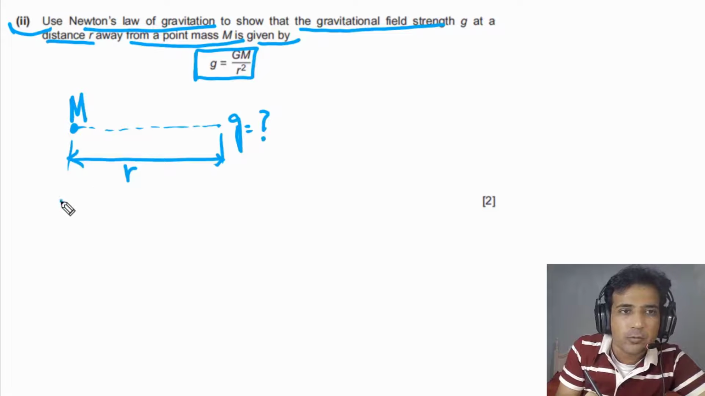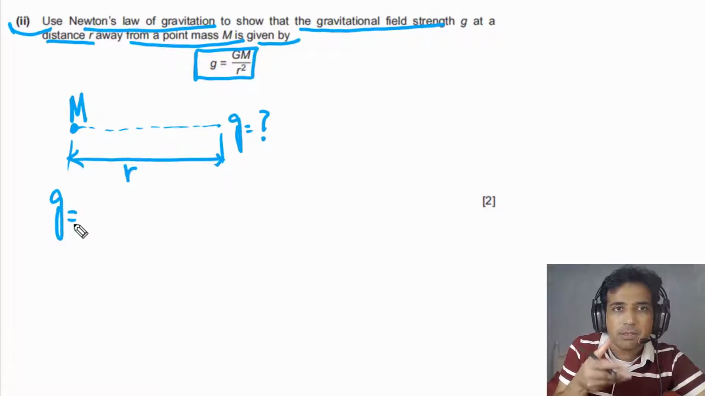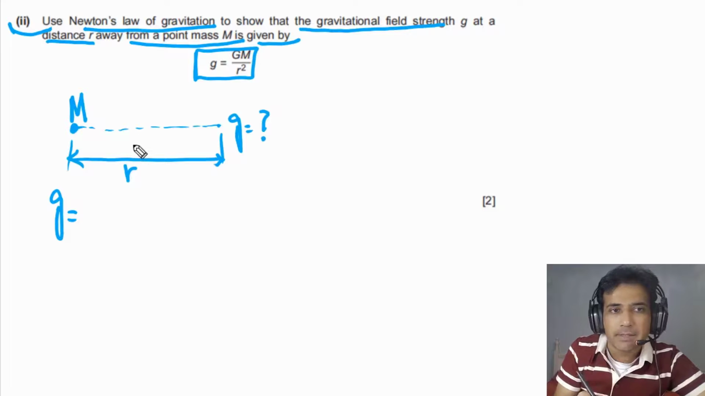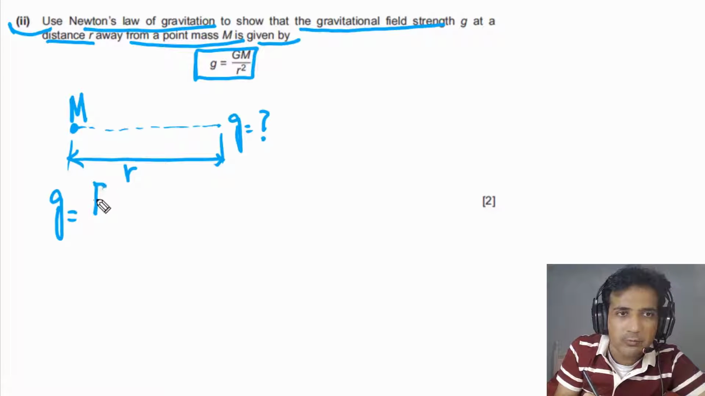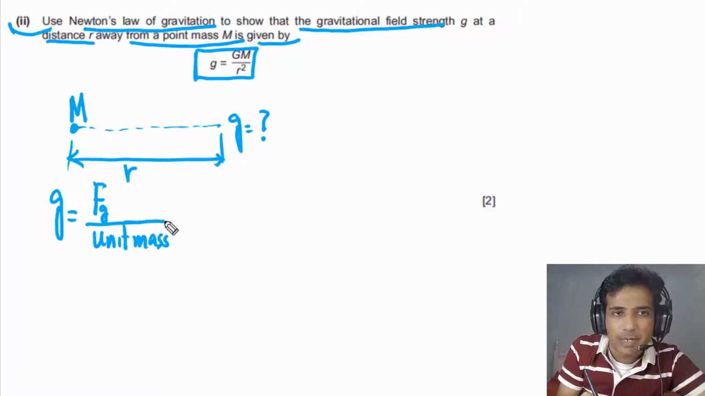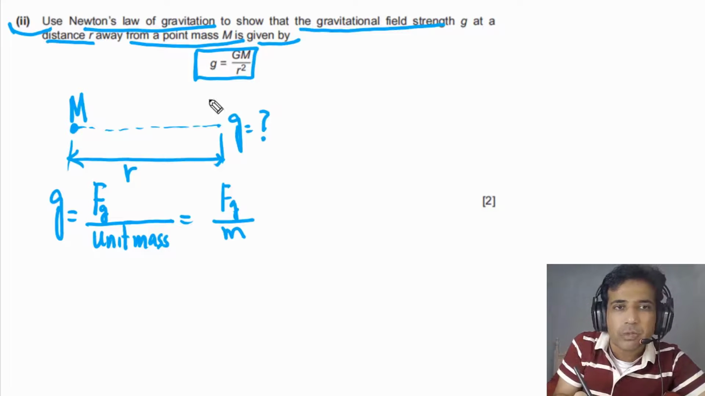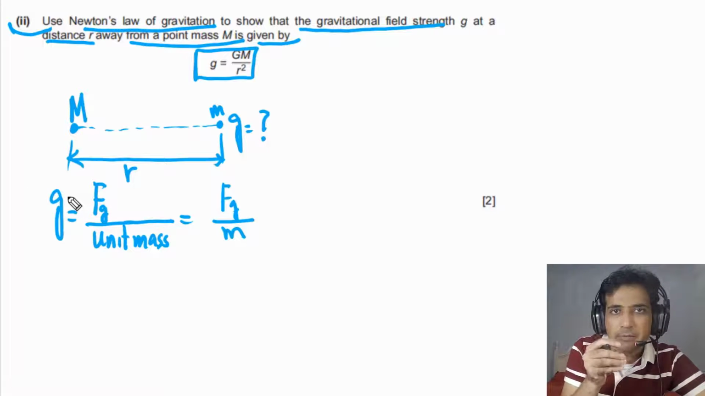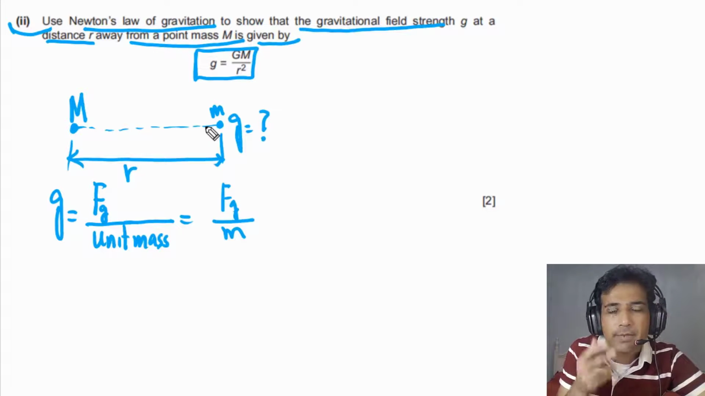So first of all, we need to understand what is g. This is the gravitational force per unit mass. g is gravitational force per unit mass. So here we can write down per unit mass. Unit mass is taken as 1 kg. So we can say unit mass is small m. Now you need to imagine at this point we place a unit mass. And we need to use now Newton's law of gravitation, and we need to find out magnitude of the force on this unit mass. That is what question is asking us.